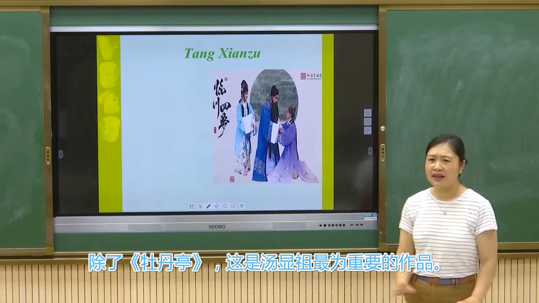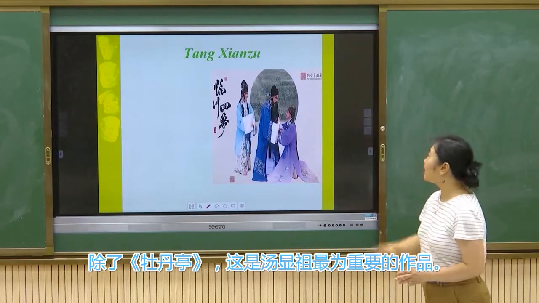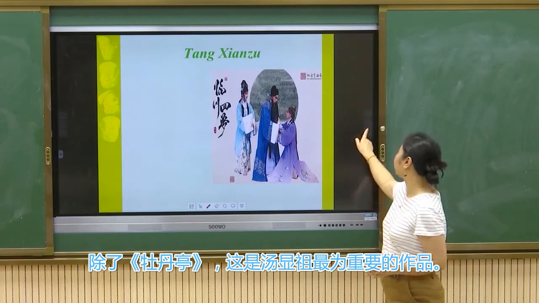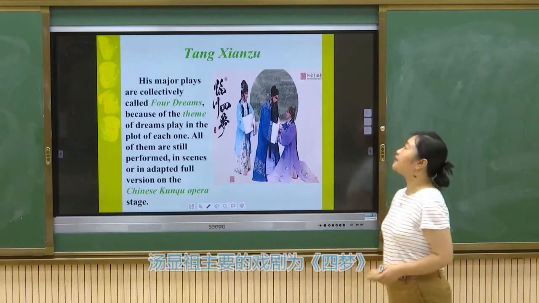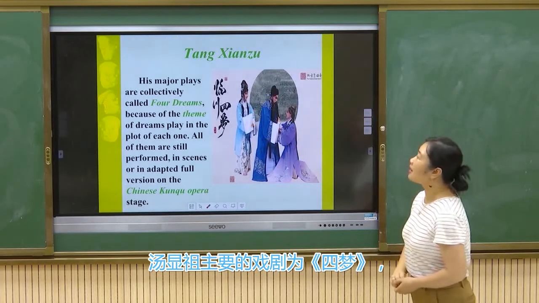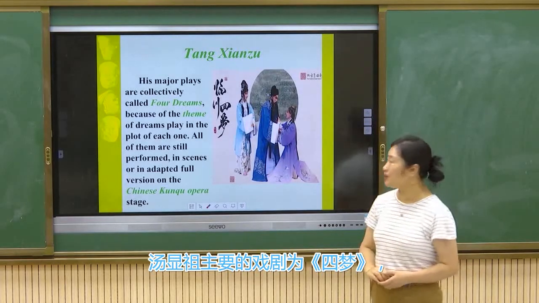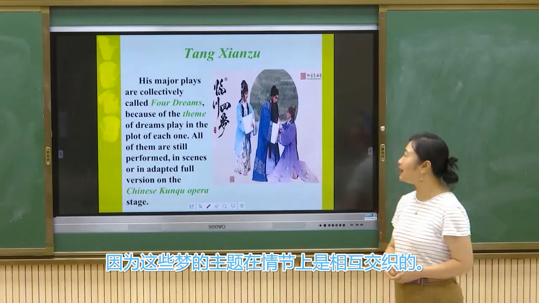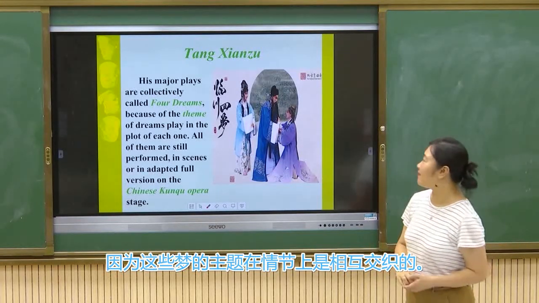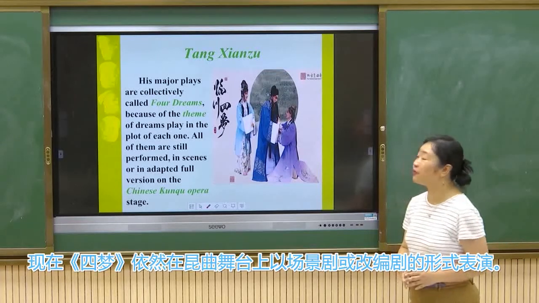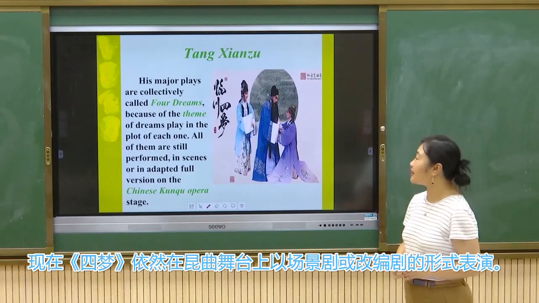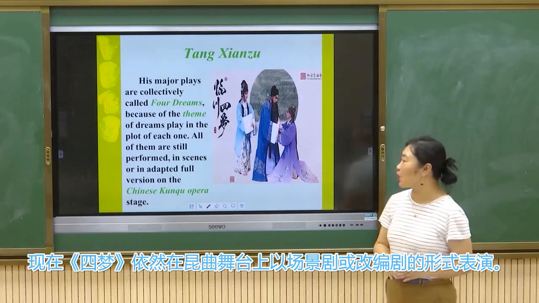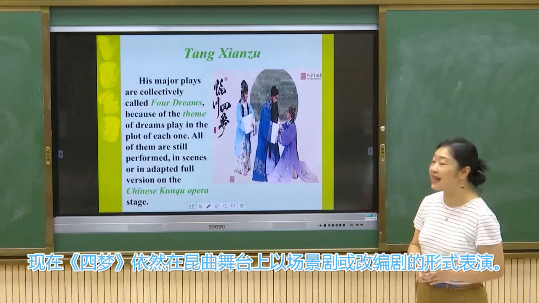Yes, besides 牡丹亭, this is also a very important work written by him. His major plays are collectively called 4 Dreams because of the theme of dreams in the plot of each one. All of them are still performed in synthesis or in adapted full version on the Chinese Kunqu opera stage.